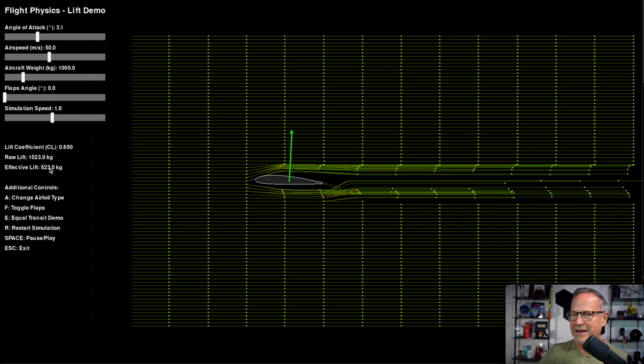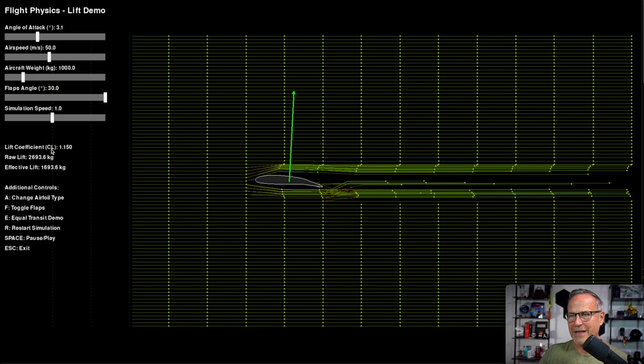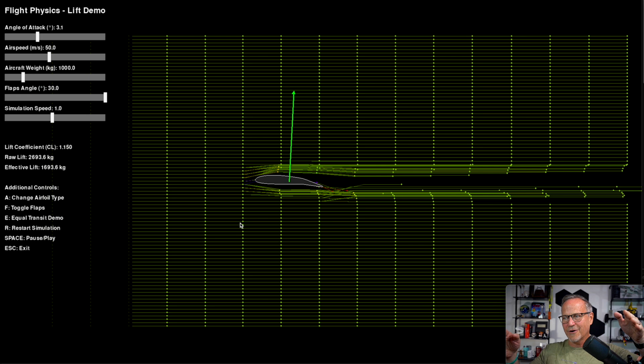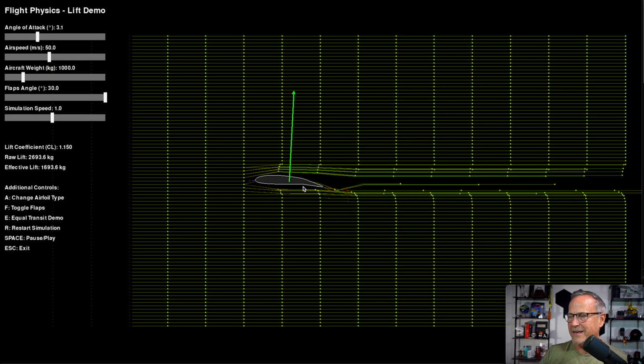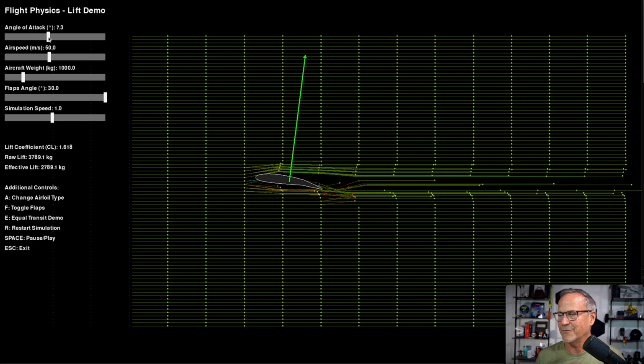Again, notice the effective lift: we've got 523 kilos with the flaps retracted, and almost 1,700 kilos of lift with the flaps at 30 degrees. So that gives it a lot more lift. Effectively, it just makes the shape of the wing more of an arch shape, right? It just makes the air have to travel longer over the top, and it makes it hit more on the bottom. And if we increase the angle of attack, you'll be able to see this even more clearly, right?